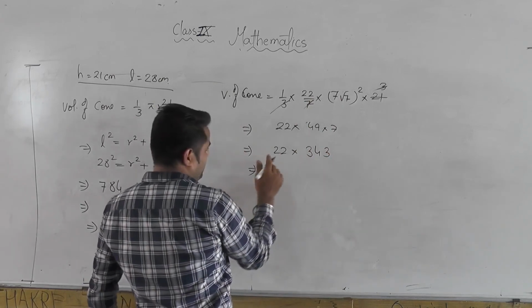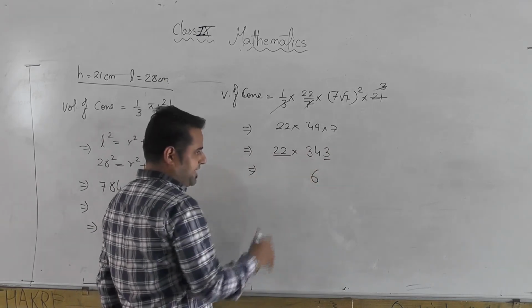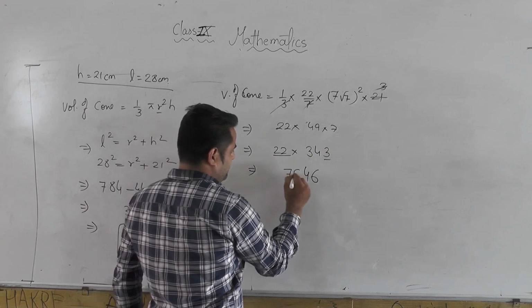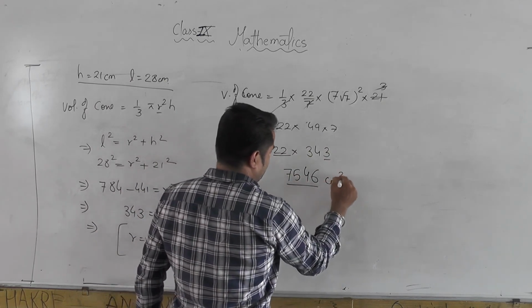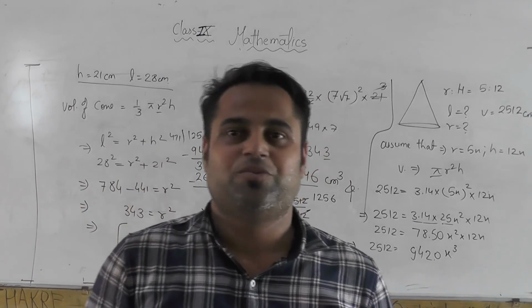Now we will multiply it by 22. 22 times 3 is 66, 6 will get carried. 22 times 4 is 88 and 6 is 94. 9 will get carried. Again 66 and 9 is 75. So 7546 centimeter cube is the volume of that cone. Okay. Thank you. Take care.